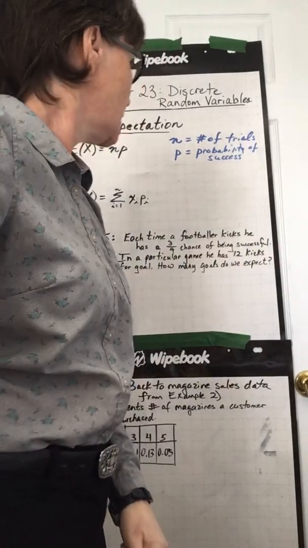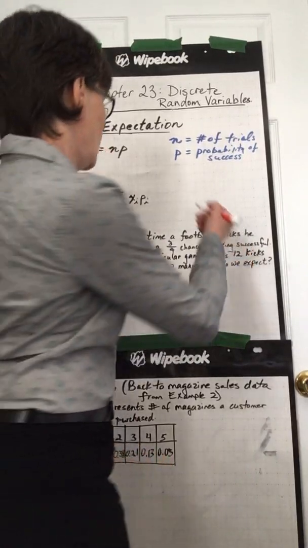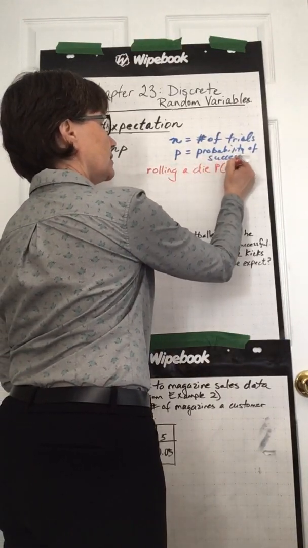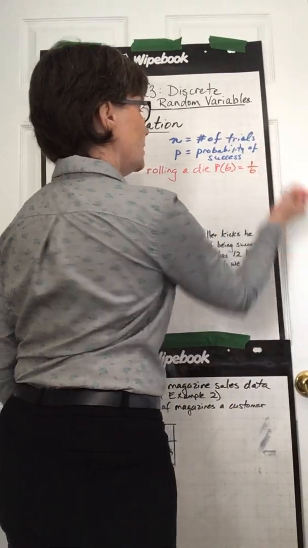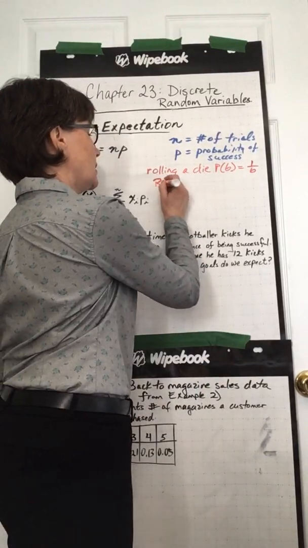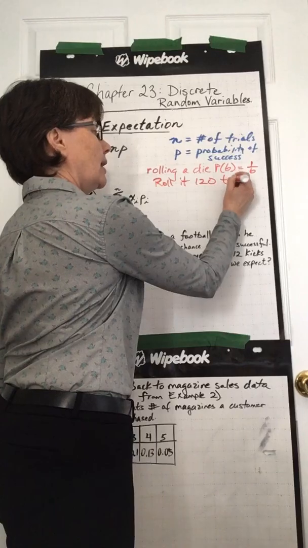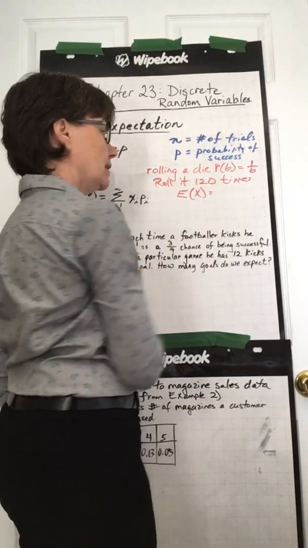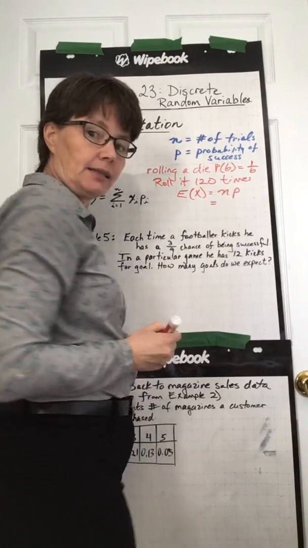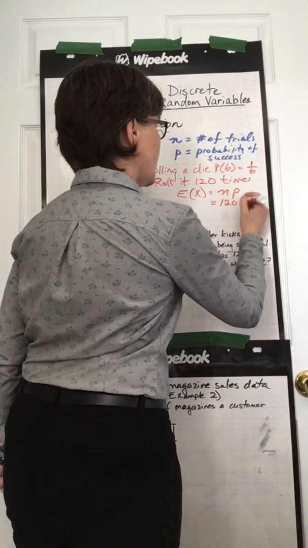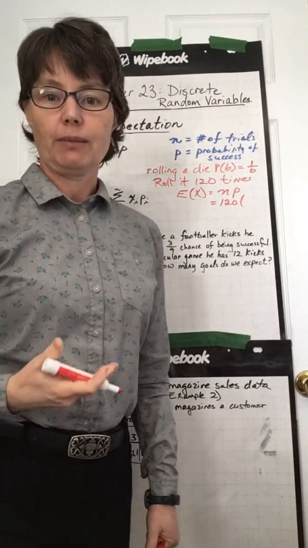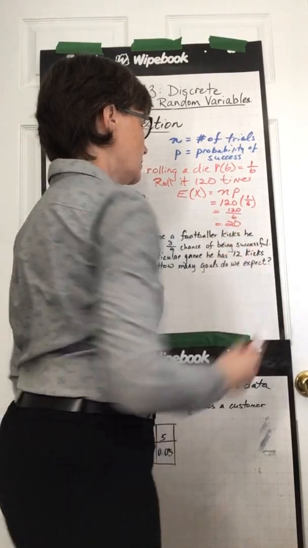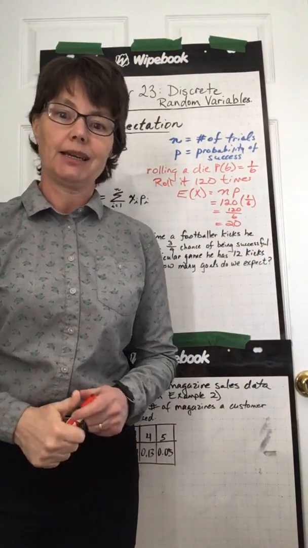So for example, if we take a look at rolling a die, and the probability of getting a 6 when we roll a die is 1/6, 1 out of 6. If I roll that die 120 times, how many 6s should I expect to get? Expectation of getting a 6 would be N times P, where N is the number of times I'm doing this, that's 120. And P is the probability that each time the thing I'm looking for happens, so that's 1 out of 6. So 120 out of 6, which is 20. So if I roll that die 120 times, I should expect to get 20 sixes.